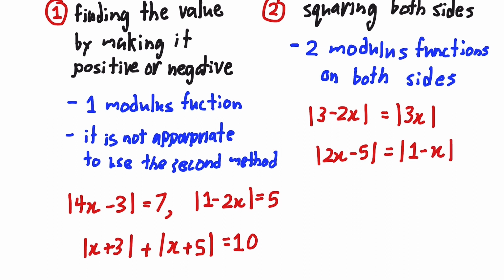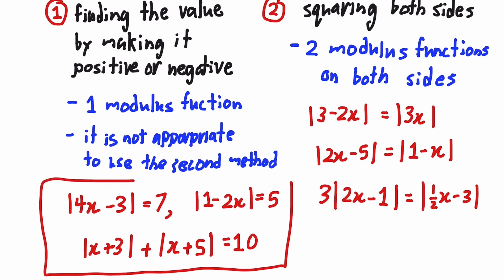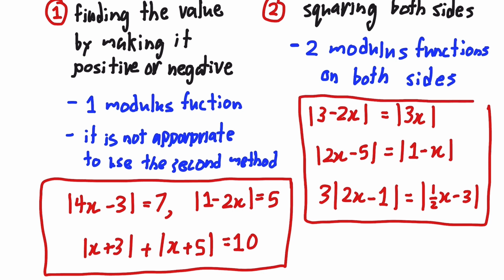And let's take a complex one. If it is a value multiplied in the modulus, we could still use the squaring of both sides method. Here, for example, half x minus 3. So for all of this, we will use finding the value plus or minus, and here we will square both sides.